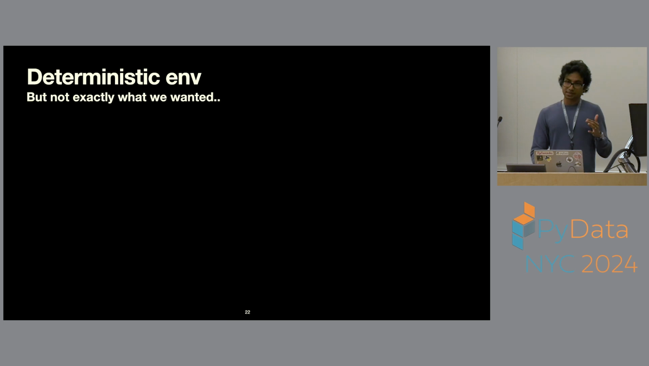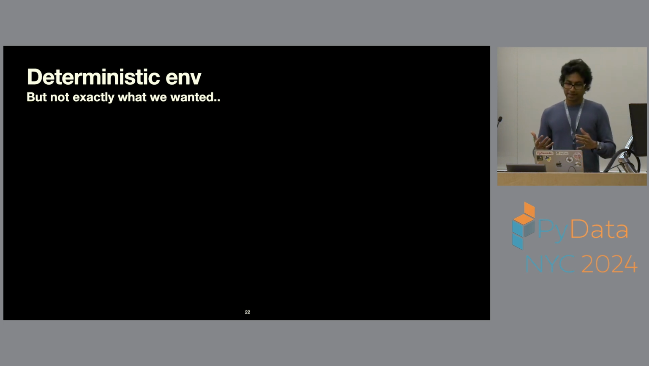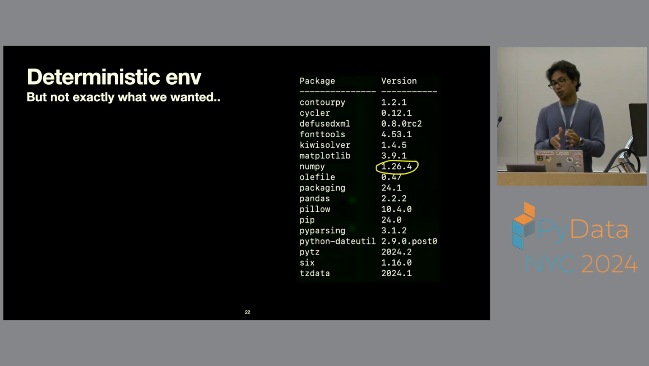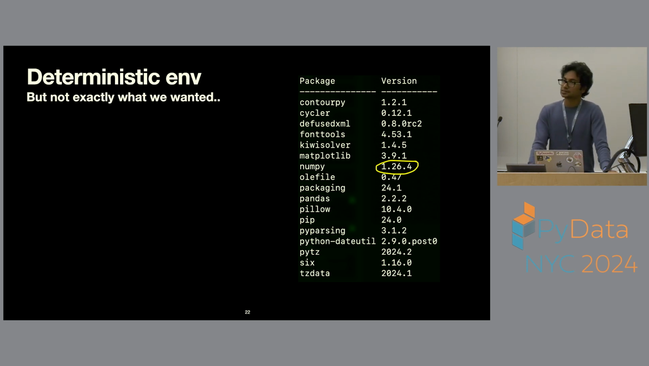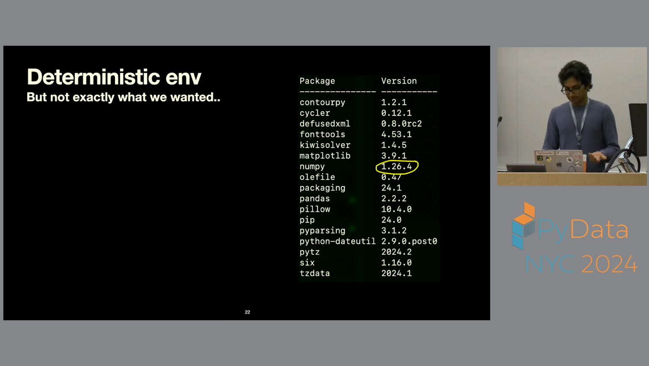So this gives us a completely immutable environment. But it's not exactly what we want, because what you see is, if you go inside, I just did a pip list. I want to see all the packages that are out there. You can see that the NumPy version is 1.26. That's not something that I really wanted in the first place. Now we're going to debug why that is the case.